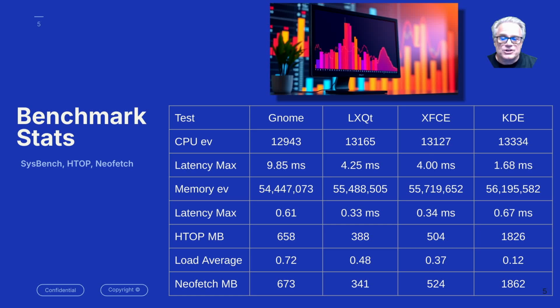Finally, with Neofetch, pretty much what we expected, similar numbers from the HTOP. Gnome had 673 megabytes of our 8 gigs, LXQt 341, XFCE again respectable at 524, but KDE was 1.8 gigabytes of RAM, really significantly more.